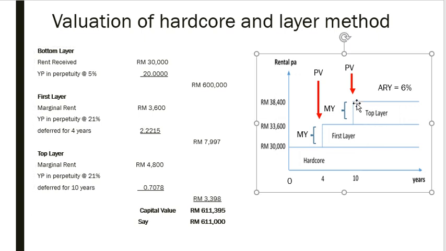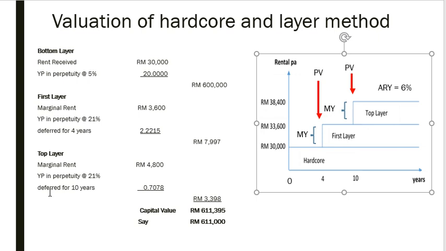Moving on to the top layer here. Again, we are using this portion only for the rent. The marginal rent here would be 4,800. How is this? Because we are doing 38,400 minus 33,600, so that's why we got 4,800. Again, because we are using the marginal rent, we need to use the marginal yield. We have calculated earlier that the marginal yield is 21%, so we're using YP in perpetuity at 21%.